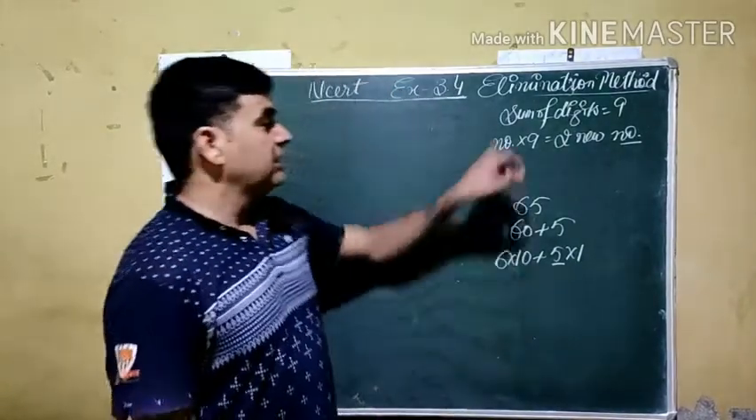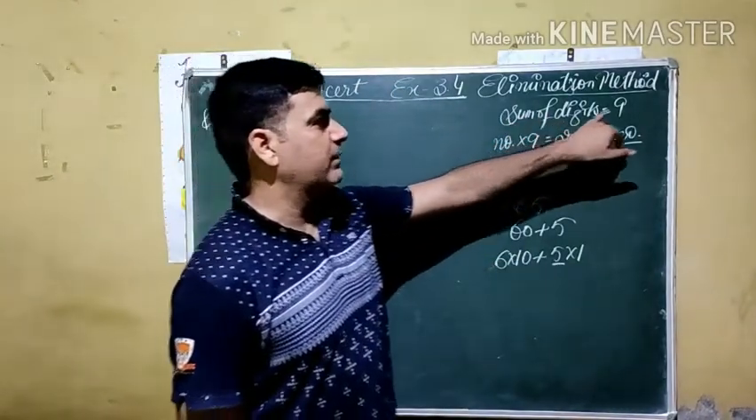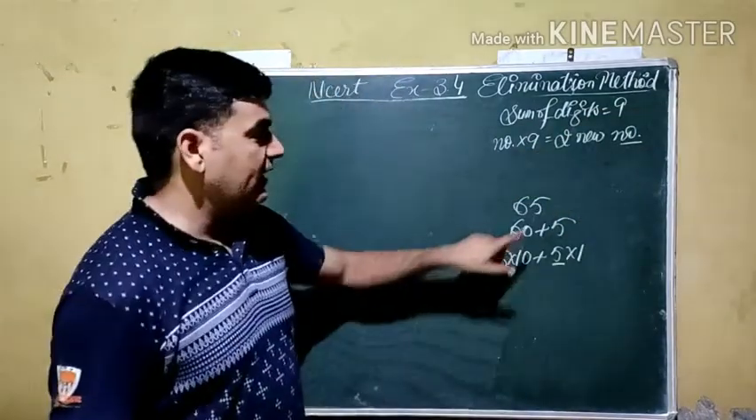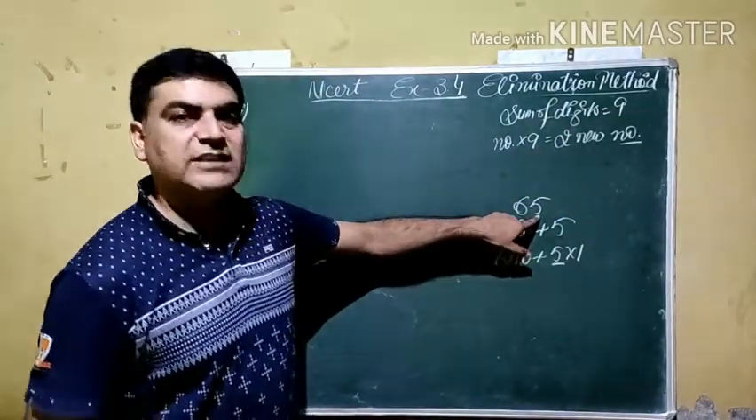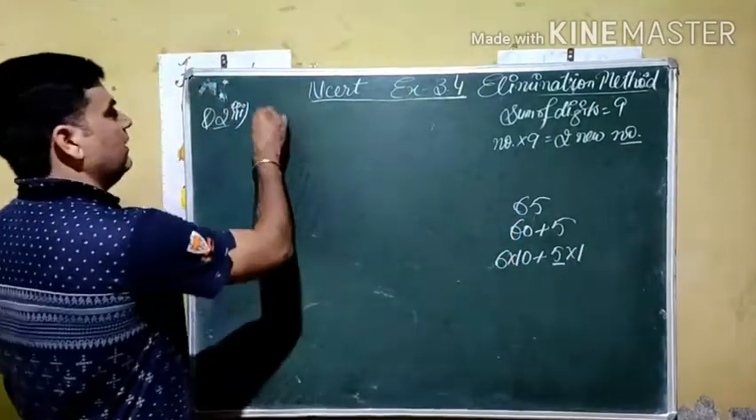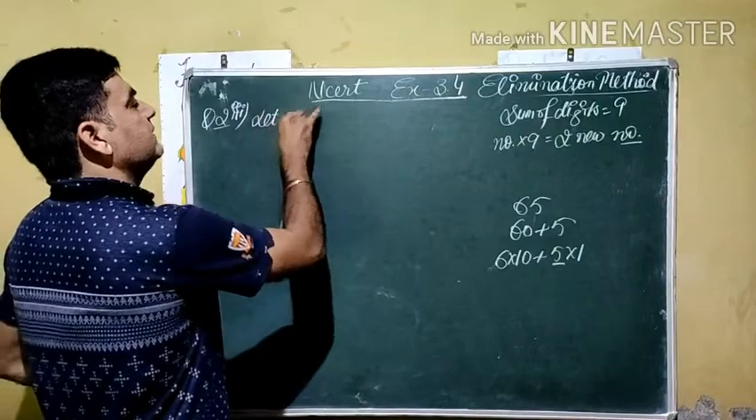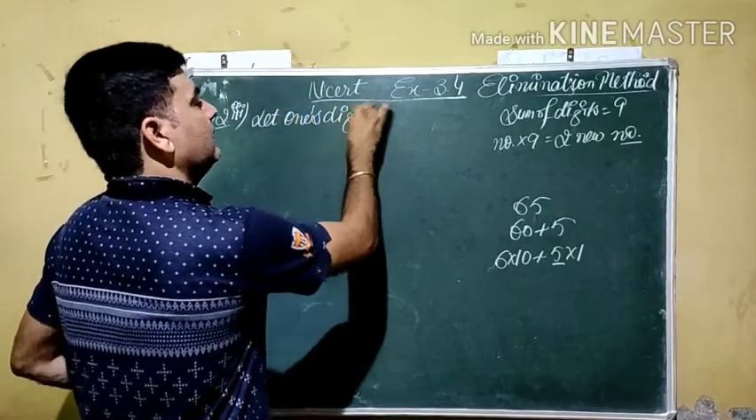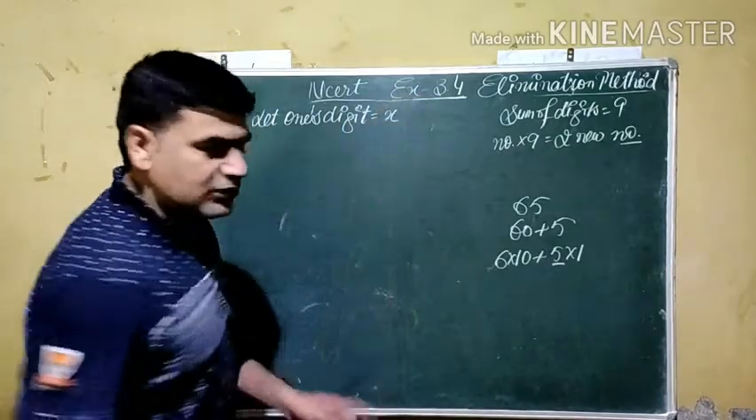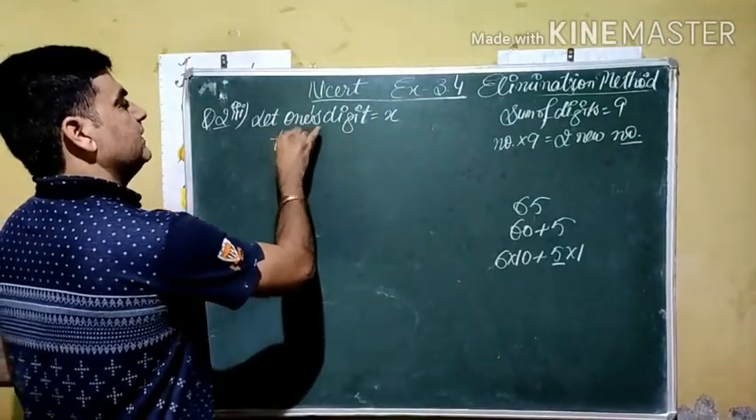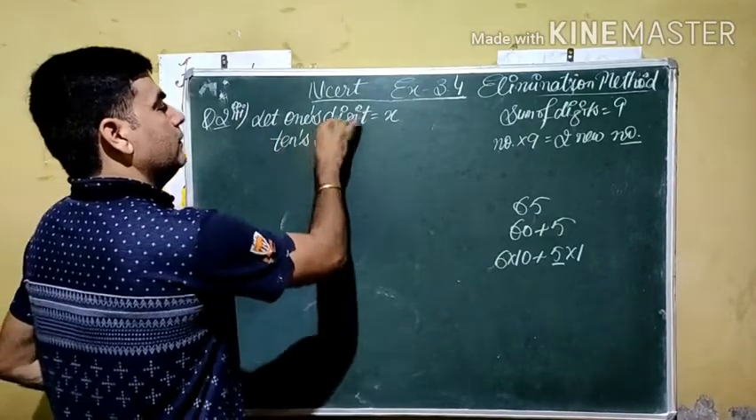Our question is: the sum of the digits of a 2-digit number is 9. So what is the first requirement in this question? We require the ones digit, we can say the unit digit, and the value of the tens digit. So let the ones digit be x here. This is an important question from the examination point of view, so see it carefully. The tens digit is given by y.